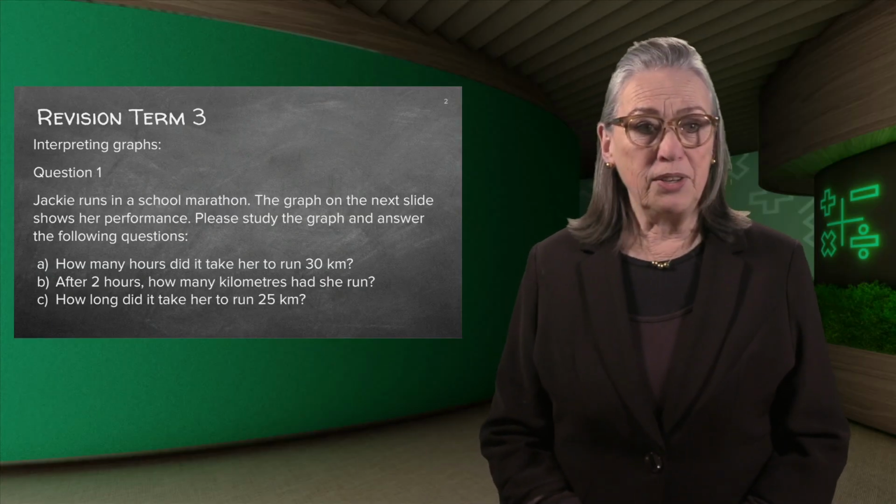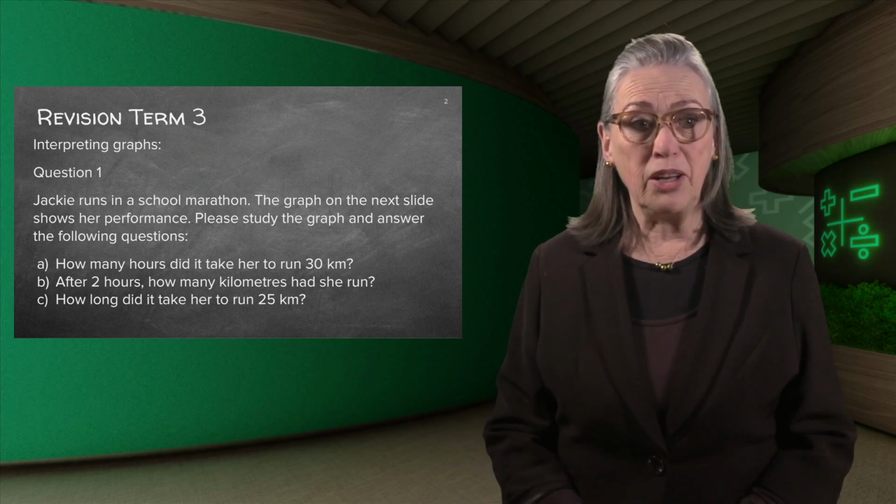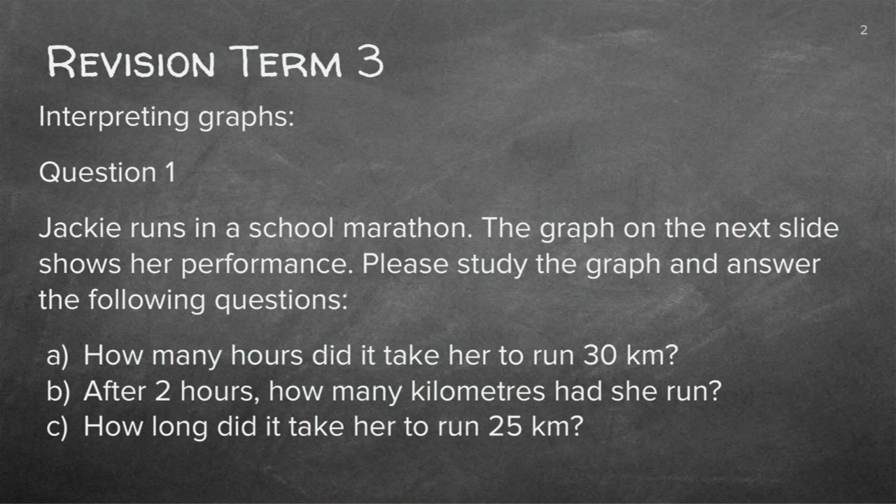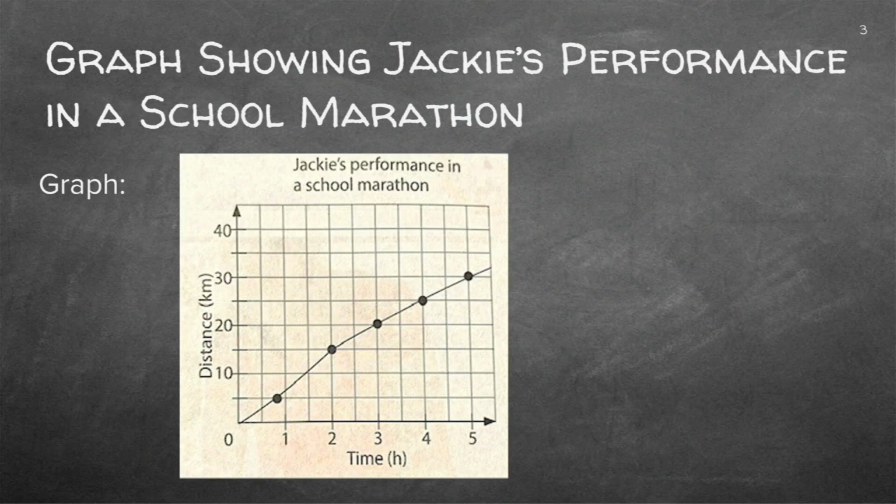Okay, so this first section will be on the interpreting of graphs. So I want you to read this carefully and then answer the questions at the bottom. I have given you the answers afterwards, so please try this on your own first. So just the things to remember, there's a graph on the next slide of Jackie's performance in the school marathon. There's the distance in kilometers on the y-axis. There's the time in hours at the bottom.